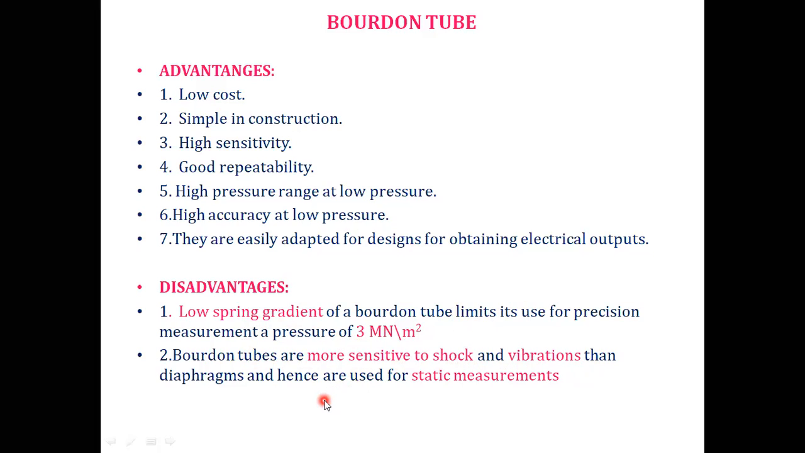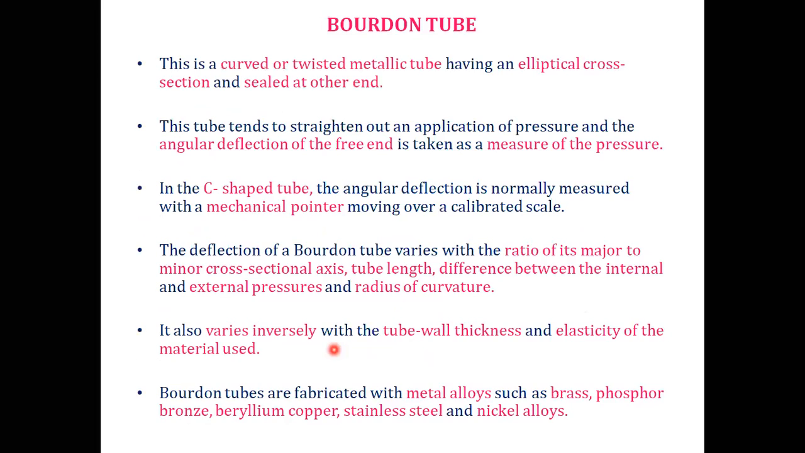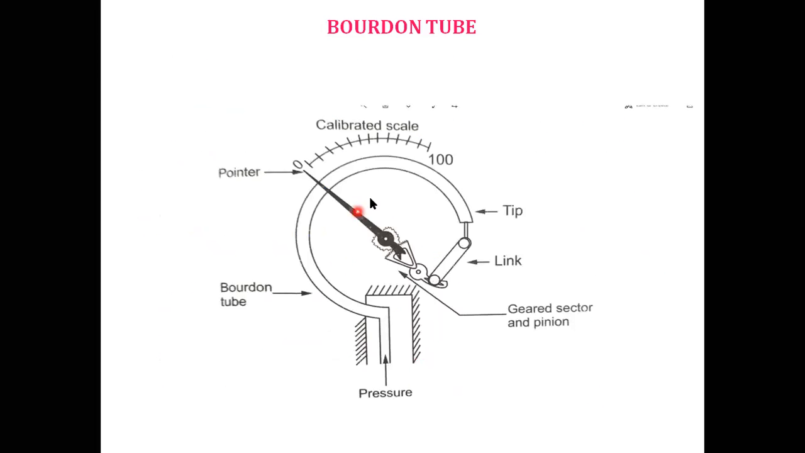Then diaphragms and bellows are used for static measurement. These Bourdon tubes are mainly used for static pressure measurement. Okay, these are the advantages and disadvantages of the Bourdon tube. You need to write the construction of this Bourdon tube first, and the simple working of this Bourdon tube. Later on, the advantages and disadvantages of this Bourdon tube.